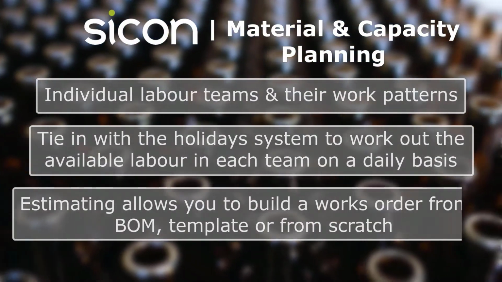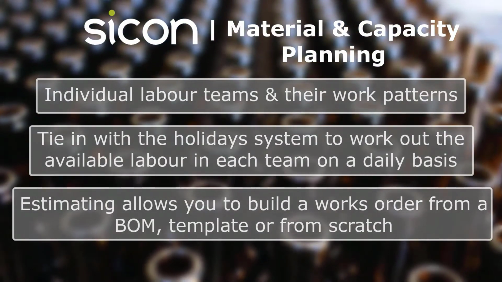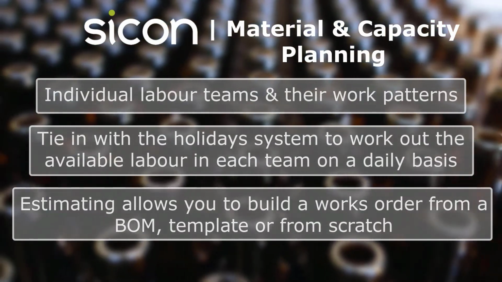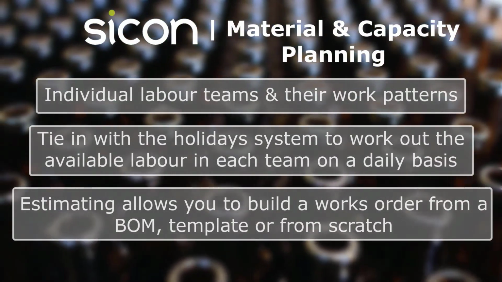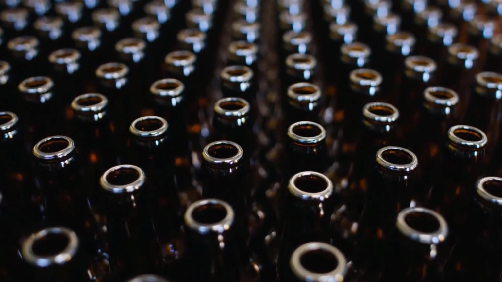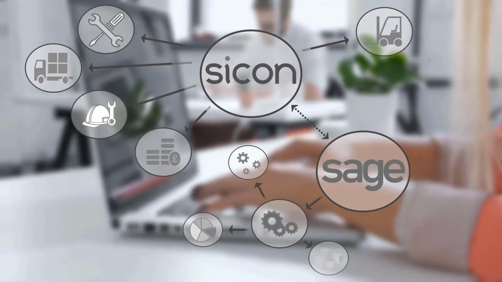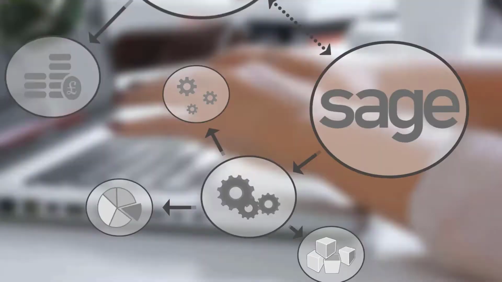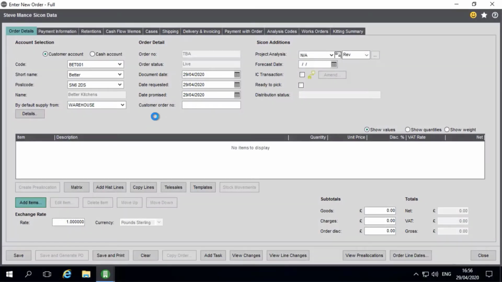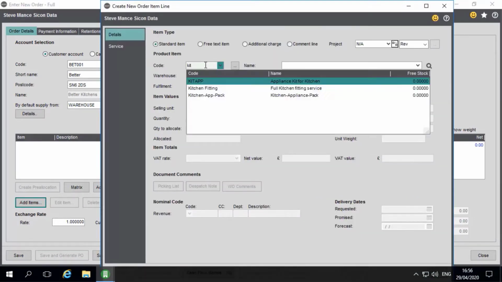Estimating allows you to build a works order from a BOM, a template, or from scratch, then add operations with labour and material at the relevant points to build up a complete cost for that works order. Linked with sales order quotes, these can be converted to sales orders and live works orders should the quote and estimate be accepted. Kitting gives you a simple single level bill of material. Also available at the sales order line level, this module allows users to configure a kit based on permissions in order to change details from the original kit configuration.